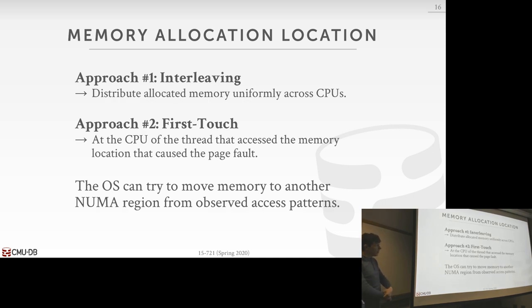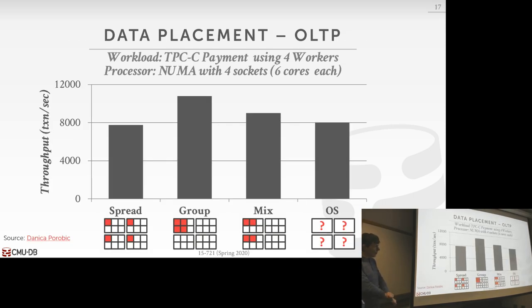So let's see the impact of this when we have fine-grained control of where we're putting data. I'm gonna show two slides here, the first will be OLTP and the second will be OLAP. This is from a paper a few years ago from Anastasia Ailamaki's group at EPFL. They're running an in-memory database on a 4-socket machine, with 6 or 8 cores per socket, and they're just gonna run the TPC-C payment transaction. What they're going to do is put the different warehouses, or the blocks of data for the database, in different configurations across the sockets.